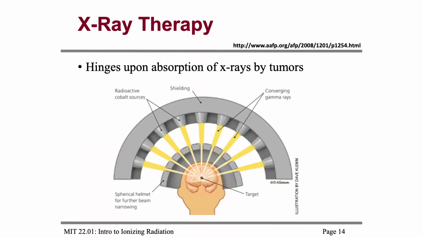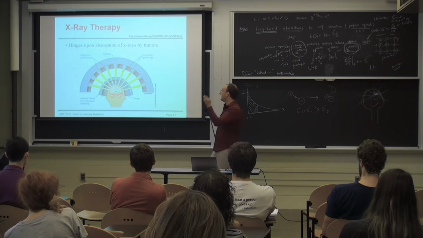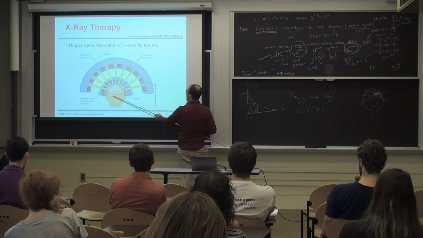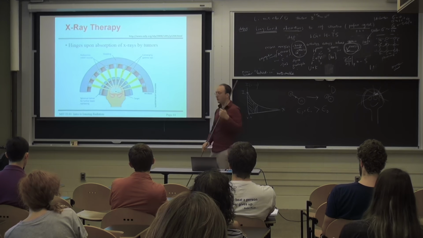And like you said, this is how you irradiate a tumor with X-rays, because you can't quite control the amount of dose to any one part unless you split it up into a whole bunch of different rays.